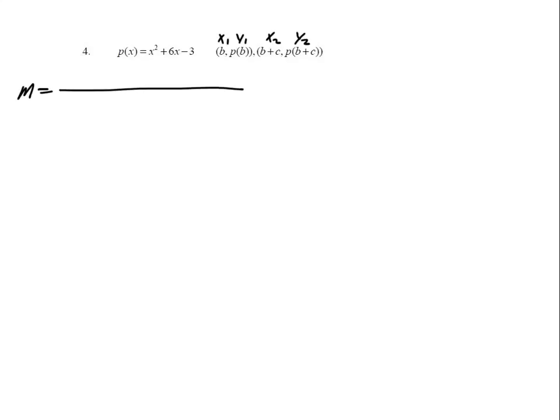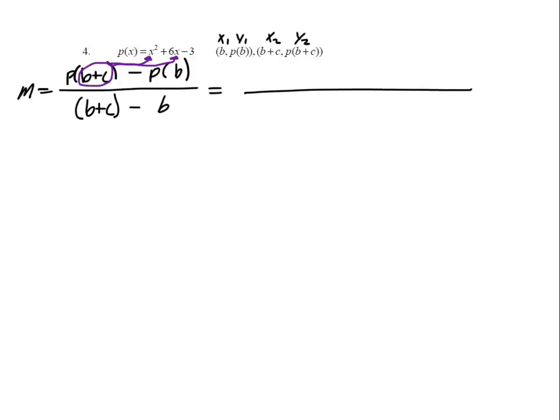So for y2 minus y1, that's p of b plus c minus p of b over that quantity for the x's, that's b plus c minus b. Okay, so how do we get values out of that? Well, how do you evaluate p of b plus c? Again, just take b plus c, that whole quantity, where we see an x, that's where that's going. Here we go. So substitute that in, b plus c.